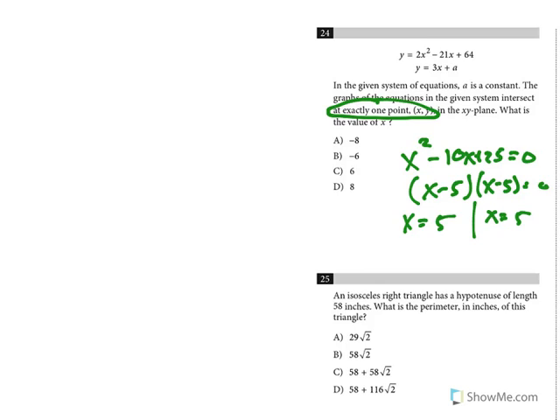I'm going to use a substitution approach. So I'm going to say 2x squared, right? Since they're both equal to y, I'm going to set them equal to each other. And then I'm going to want to put this equal to 0.